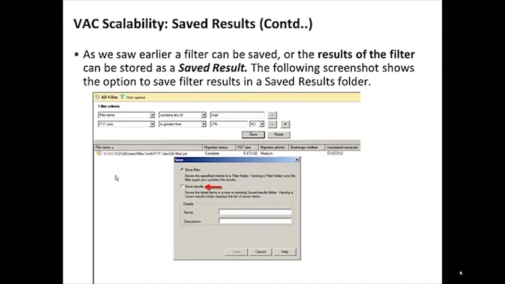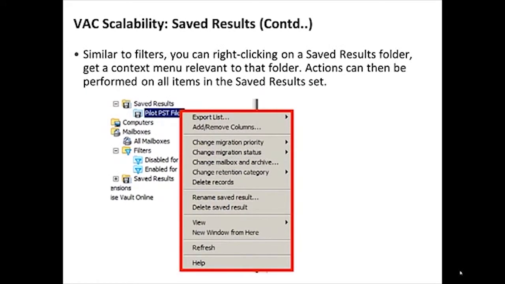As we saw earlier in the demo of filtering, you can also use the results from a filter to store that as a saved result. So you can do your search using a filter, and any results that come back, you can push those to a saved results folder. Similar to filters, you can right click on a saved results folder and get that context menu relevant to that folder, and you can then perform any action on all those items in the saved results set.